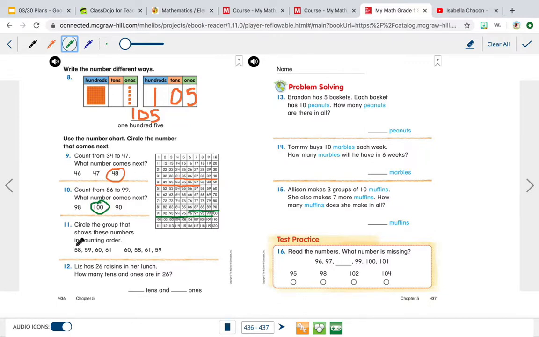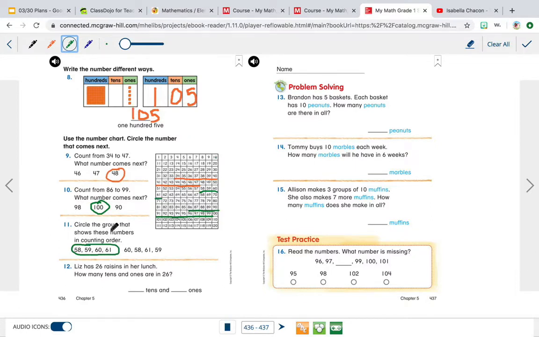Let's see. 58, 59, 60, 61. Let's check on the number chart to make sure it's correct. We have 58 here, 58, 59, so let's underline it. 58, 59, 60, 61. Oh, that is in counting order. It's one nice line. Oh, I love that. I love when it comes so perfectly together.